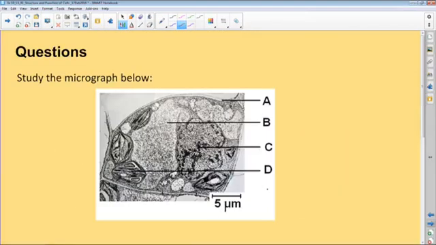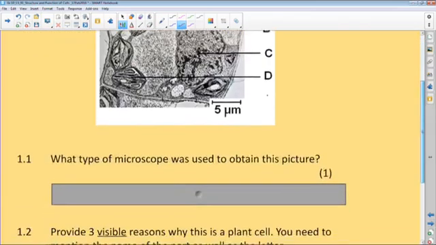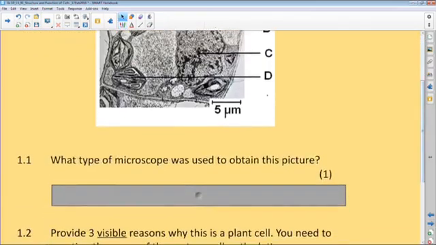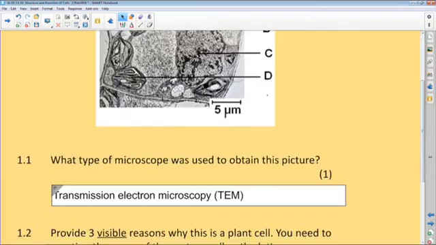Okay, the first one. What type of microscope is this from? Now, this is an important one, because a lot of you have never seen one. And I'll explain to you now why. Okay, this is a transmission electron microscope.